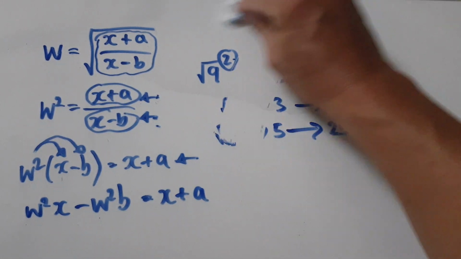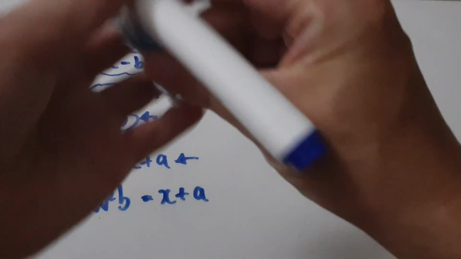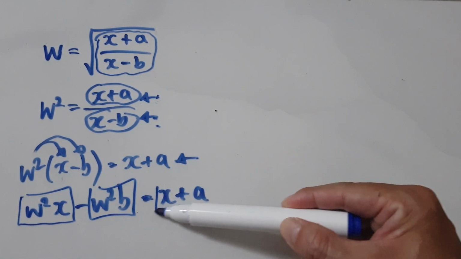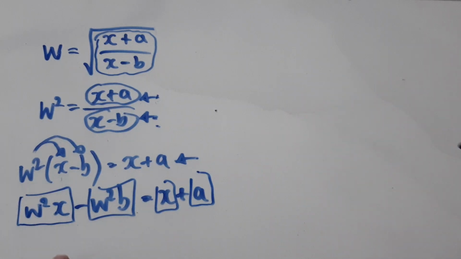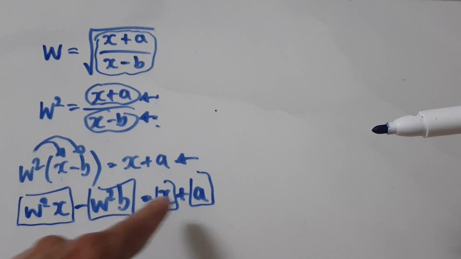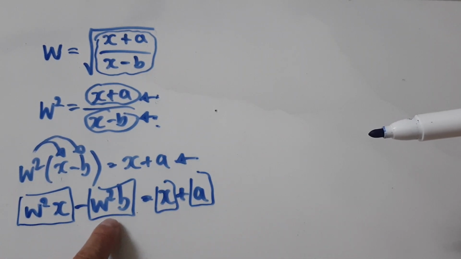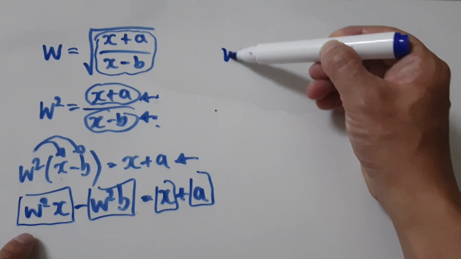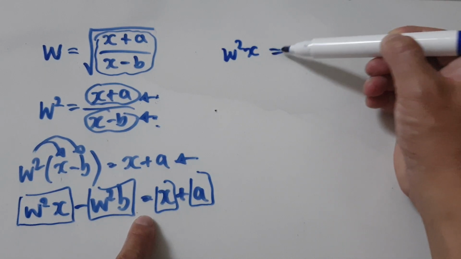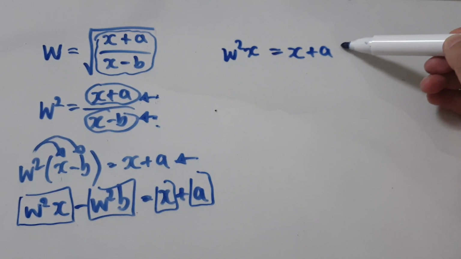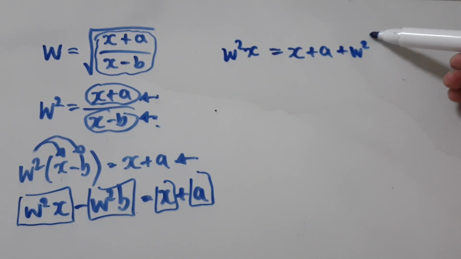So now you've got 4 blocks. 1, 2, 3, 4. You're trying to make x the subject. This block here contains x. This block here contains x. Get all the x's on one side and all the rubbish on the other side. So from here, let's add this block to both sides. So that will then become w squared x equals x plus a, and then remember we're adding this block to both sides, so that will then give us this thing here.